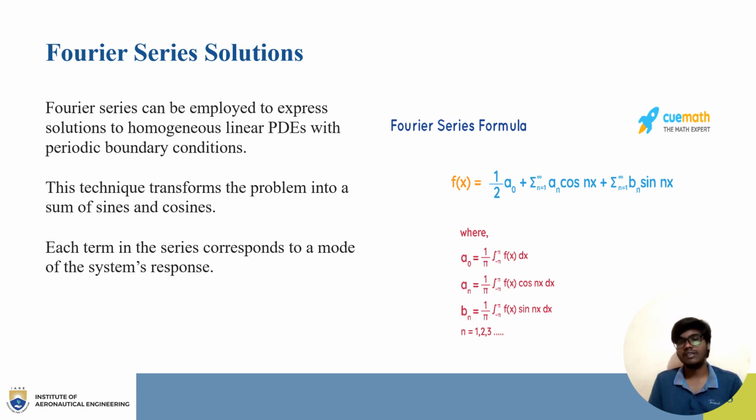Here the Fourier series is f of x equal to 1 by 2 into a naught plus summation n equal to 1 to infinity a n cos n x plus b n sin n x. This is the Fourier series formula, and this is all about the Fourier series solutions.